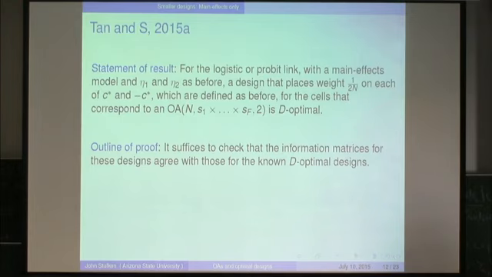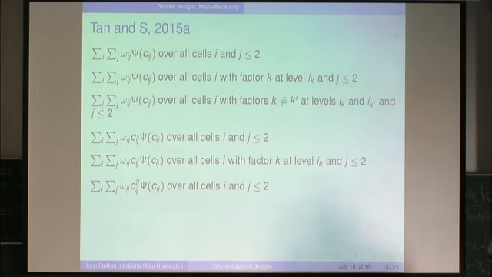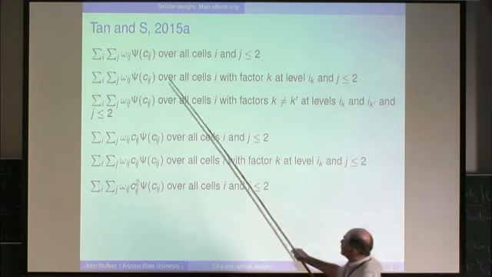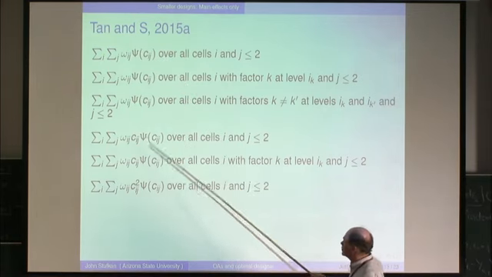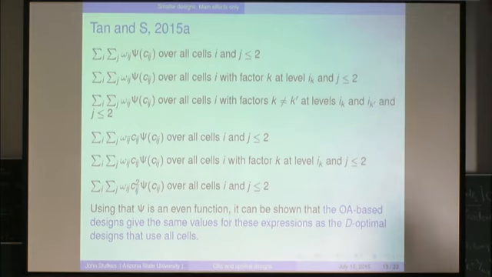Proof is not that hard. In fact, what you can show is that with this design and the design that uses 2 observations in every cell, you actually get exactly the same information matrices for theta. And these information matrices really depend on these 6 expressions. And you can show that they are the same whether you use the orthogonal array-based design or whether you use the design that uses all cells.